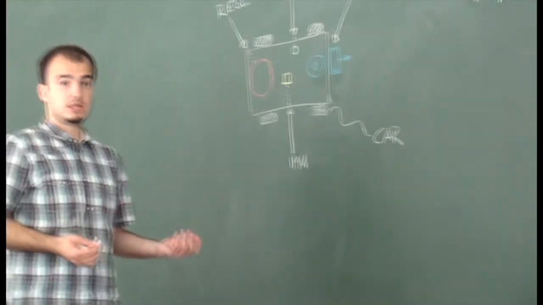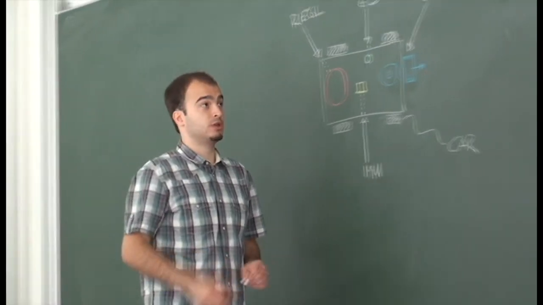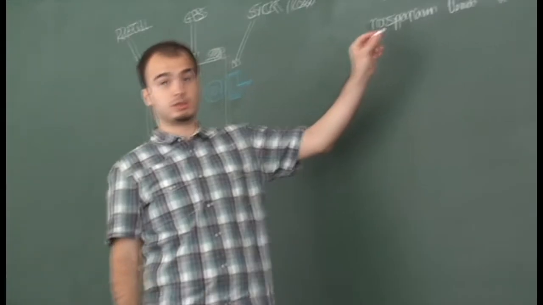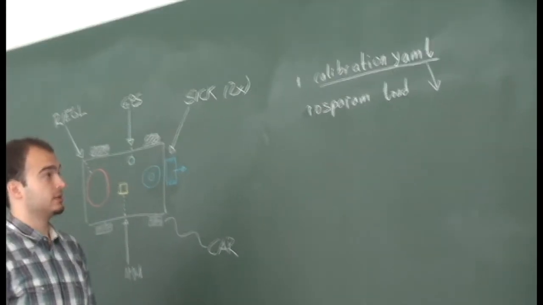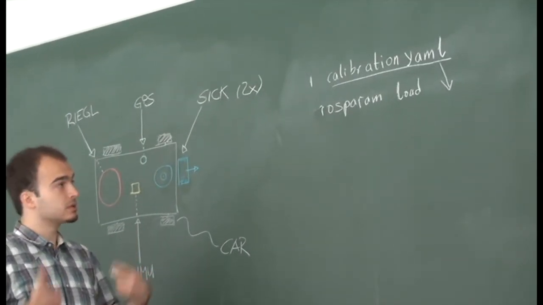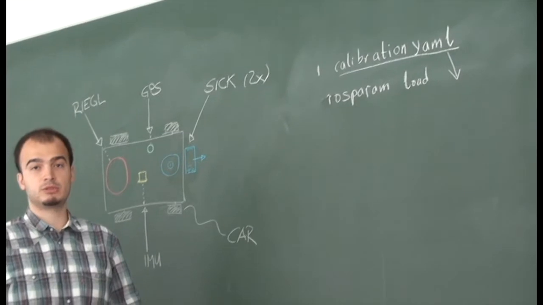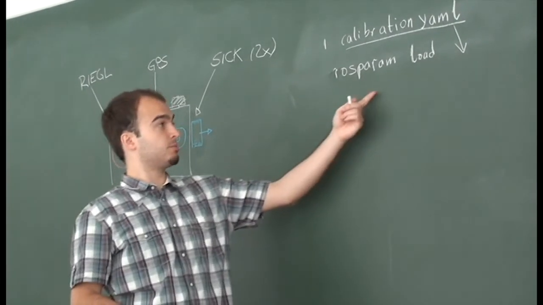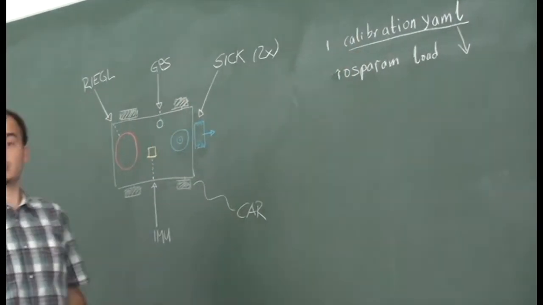So all the static calibration information is stored in a file, calibration.yml, and this is loaded, and this information is made available to ROS through this command, rosparam load, and the calibration file.